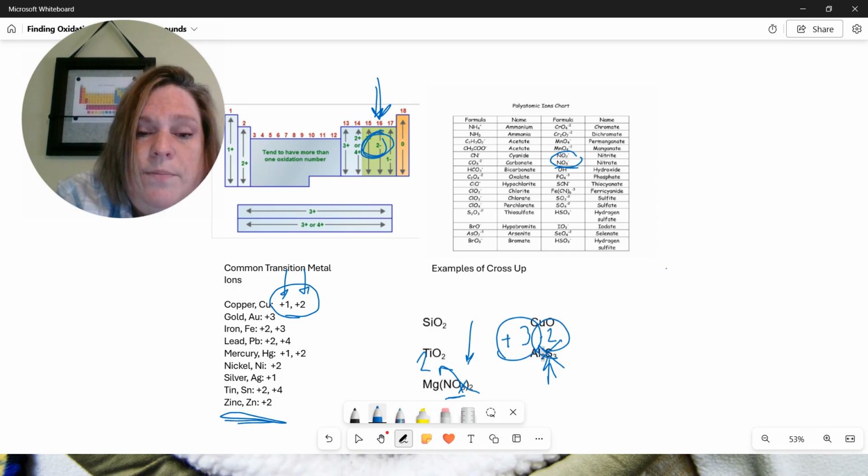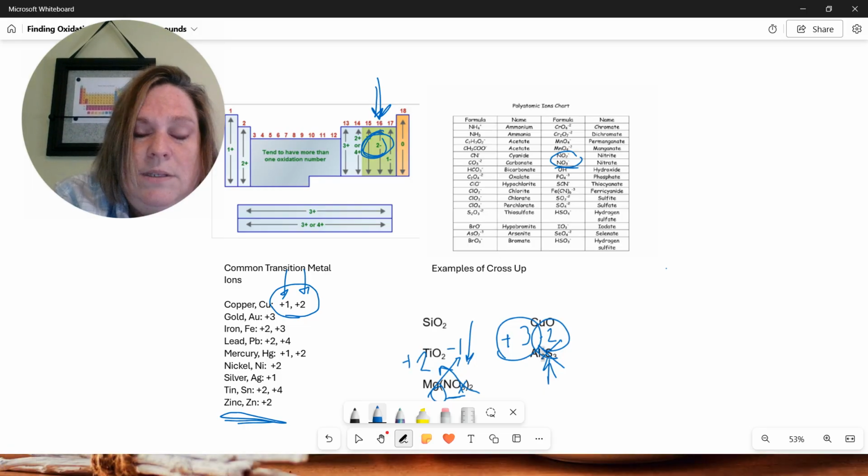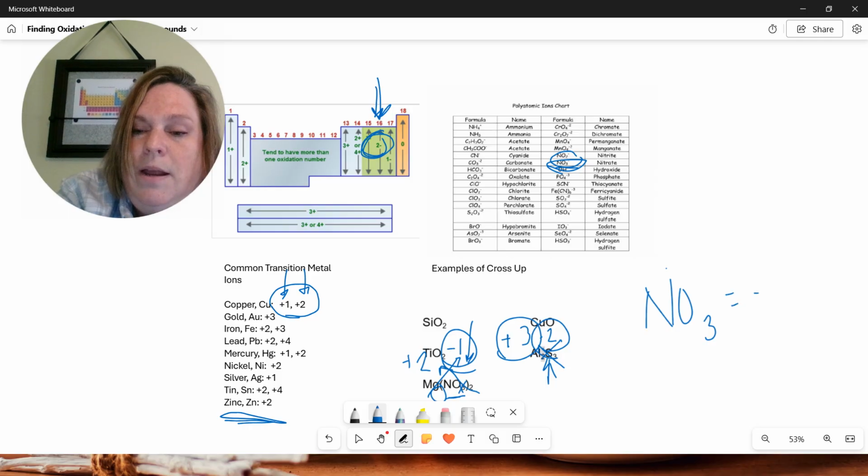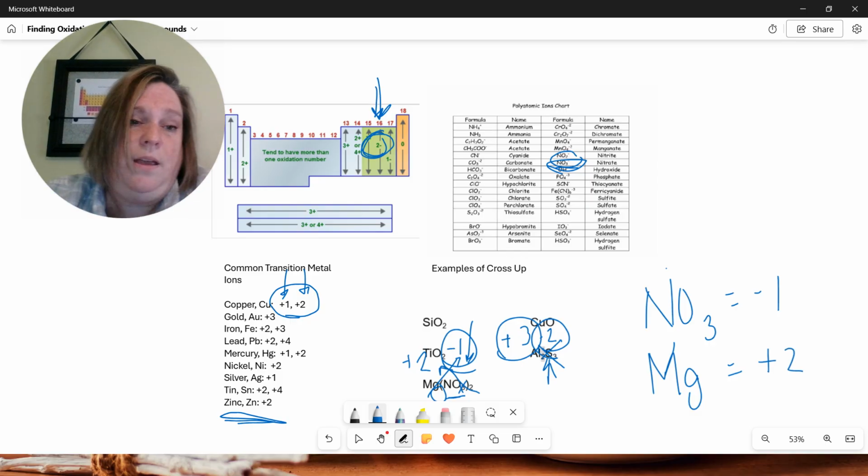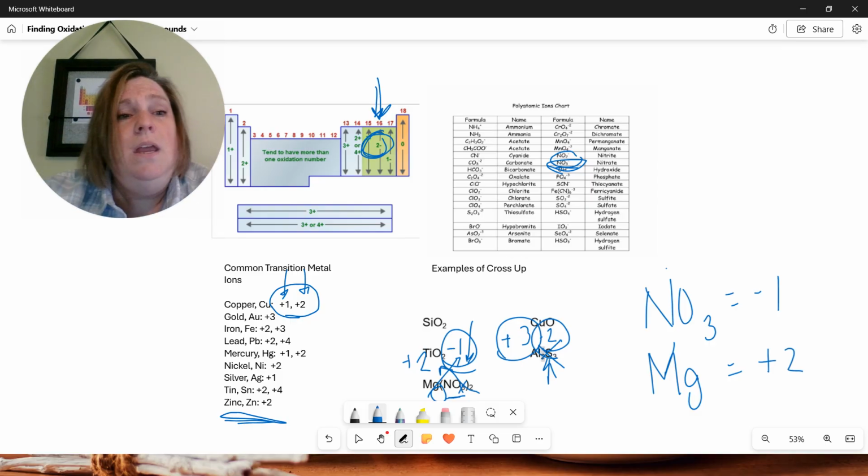So we're going to bring the 2 up to the magnesium, and then magnesium, having no number, we're going to cross up a 1. The first one's positive, the second one's negative. We already determined that nitrate is supposed to be a -1. So NO3 here has a -1 charge, and magnesium has a +2 charge. And that's how you do cross-up for compounds.